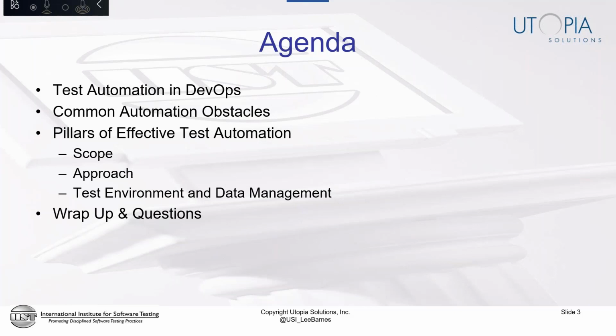So briefly, agenda, we'll have a short intro on the importance of testing and test automation in DevOps. Spend a bit of time talking about some of the anti-patterns that we can fall into. Again, much of that was coming out of the legacy approach that I mentioned. And then we'll focus most of the time on what I call the 3 pillars of effective test automation, which are scope, approach, and then test environment and data management. And we're going to talk about these practices in the context of DevOps and how they're going to move us toward continuous testing, but certainly applicable to test automation in general.